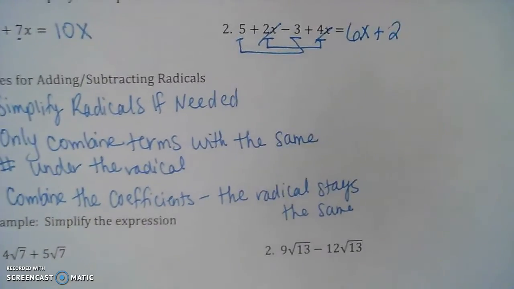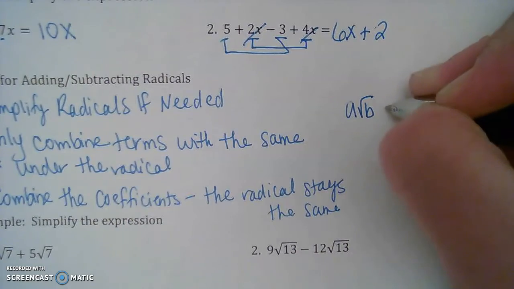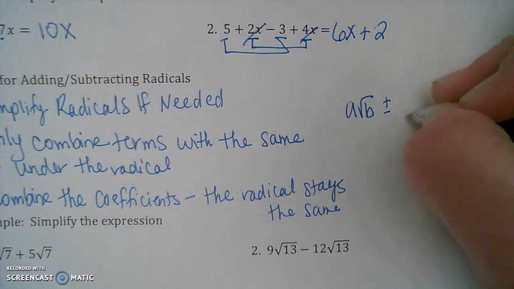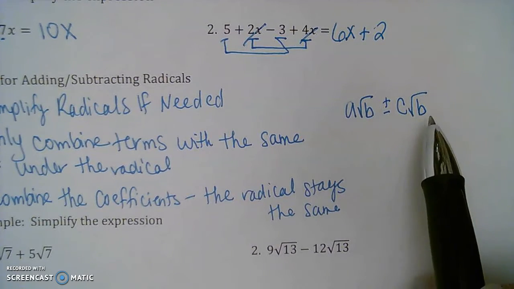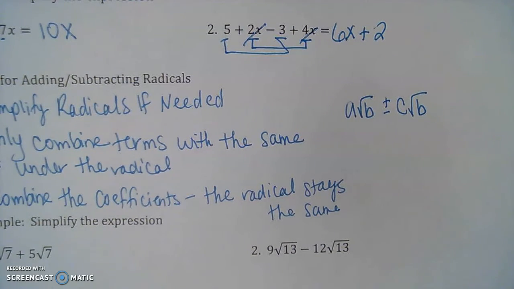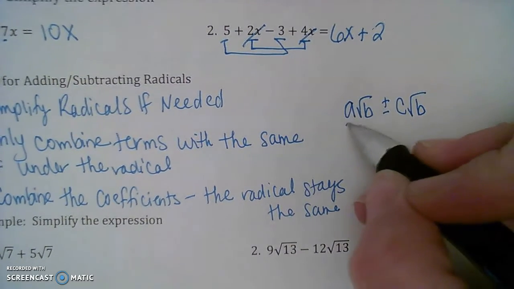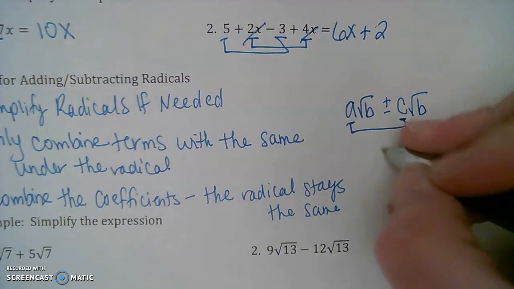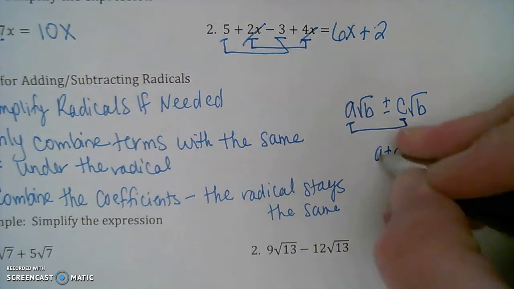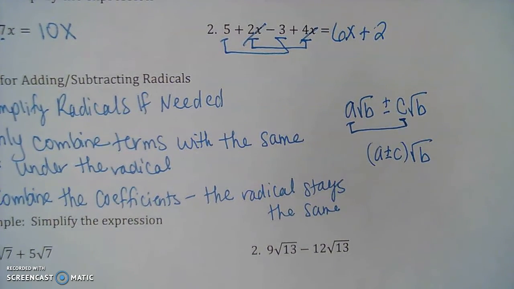So sometimes it's helpful to have kind of an in general. So what we would have is a square root of b plus or minus, either one, c also square root of b. So first things first, you need to make sure that the numbers underneath the square root match. That's how you know they are like terms and you can combine them. And then you simply do whatever it says just to the front number. So you would have a plus or minus c, whatever that is, times the square root of b. So the square root of b just comes along for the ride basically, just like the variable does up in the review ones.